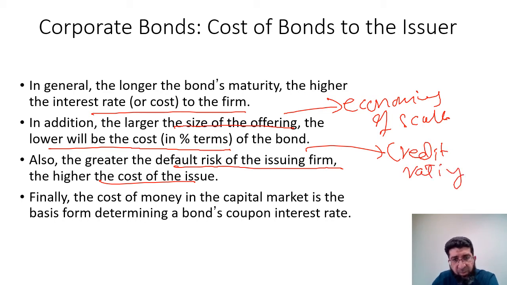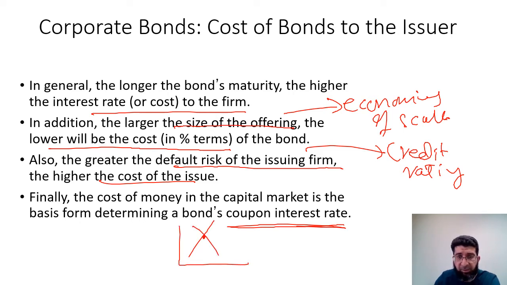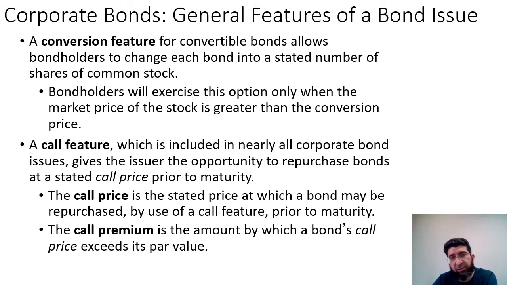Finally, the cost of money in the capital market is the basis for determining a bond's coupon interest rate. So it's basically the demand and supply of the firm's bond, and its price. The demand and the supply will eventually determine the cost of money of the bonds of a firm. Then comes the conversion features.